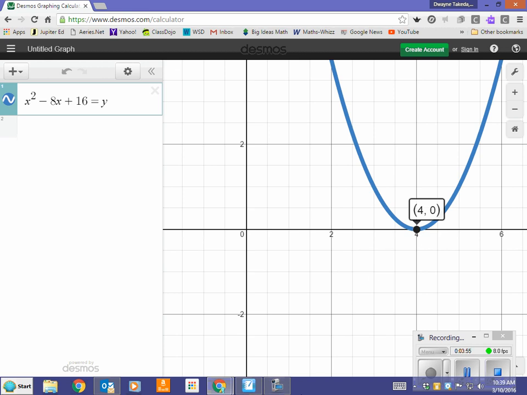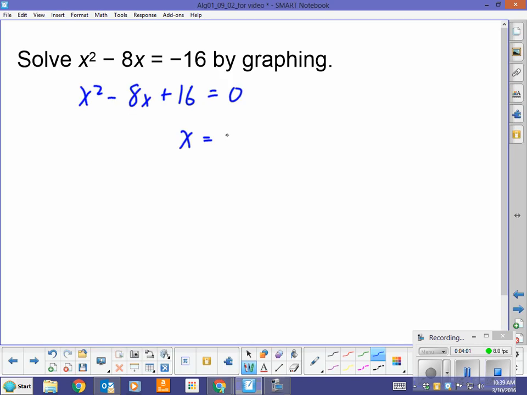So x equals 4. Now I've said this before in class, and hopefully some of you remember it now, but that's because this is a trinomial square, right? If I was to solve this by factoring, like we did using the zero product property, I'd have x minus 4 squared equals 0. So x equals 4. But I technically have two solutions. They just happen to both be the same here. x equals 4.